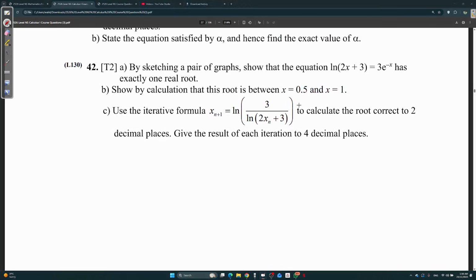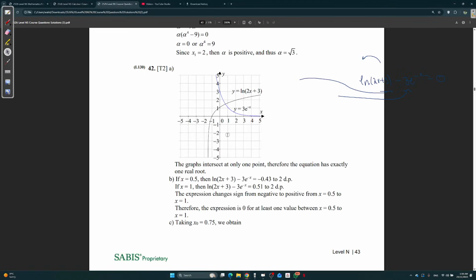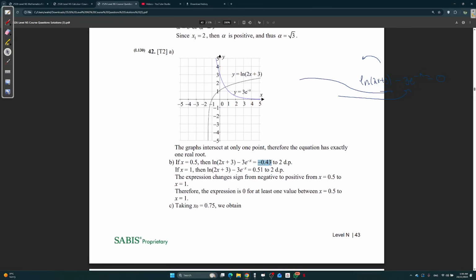How do you do this? You simply take this to the left and get one equation: ln(2x plus 3) minus 3e to the power of negative x equals 0. Now you have one full formula. You can substitute 0.5 and you can substitute 1. When you substitute 0.5, you get negative 0.43. When you substitute 1, you get 0.51. You see how it's negative and positive? Since it changes sign from negative to positive, there's a root.